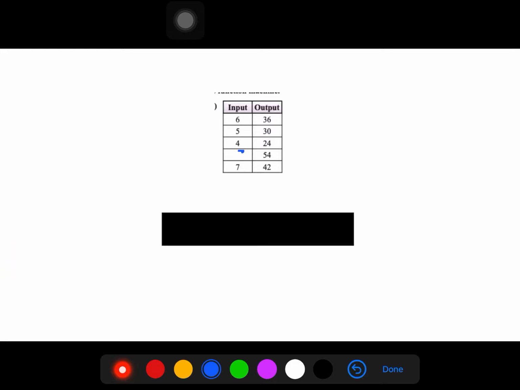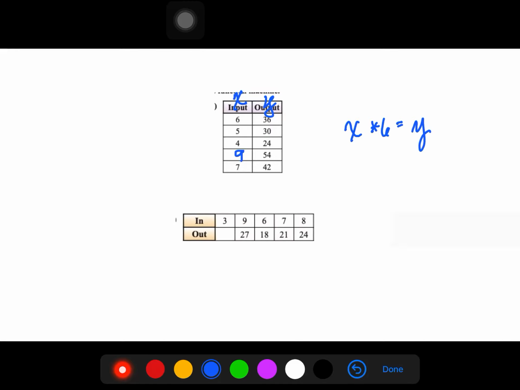The table kind of fools us because there's a 7 below it. But the missing number is 9. The pattern is the input times 6. Sometimes we'll now see these tables when you're graphing, and especially next year, it's not going to say input and output, it's going to say X and Y. And the pattern is X times 6 equals Y. All right, let's go on and look at this one.